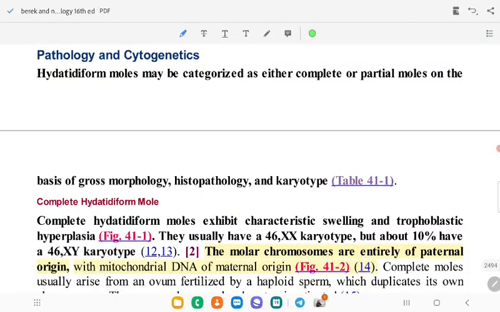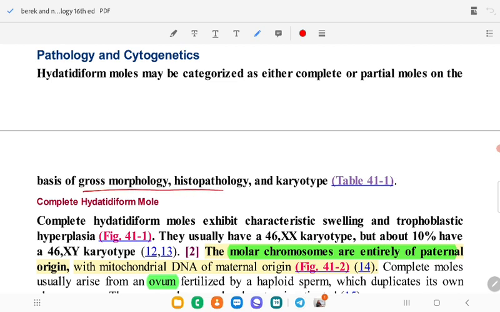Pathology and cytogenetics of hydatidiform mole: the mole is classified as either complete or partial based on the gross morphology, histopathology, and karyotype. The complete hydatidiform mole exhibits characteristic swelling and trophoblastic hyperplasia. Usually the karyotype of a complete mole is that the ovum is empty. It will be 46XX in 90% of cases, and 10% have a 46XY karyotype. The molar chromosomes are usually entirely of paternal origin, while the mitochondrial DNA is of maternal origin.